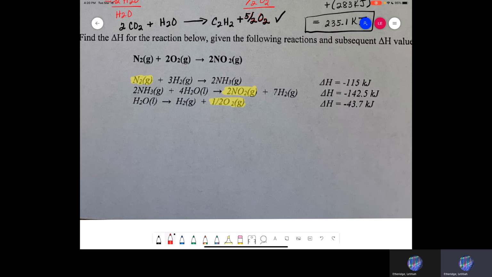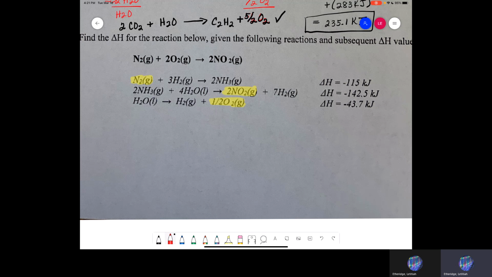So for nitrogen, what we're looking for are coefficients and what side of the equation it's on. Coefficient is 1 in the original, and it is 1 in the first equation. In the original equation, N2 is on the reactant side. Great. In equation 1, it is on the reactant side. So guess what? I'm leaving that alone. No instructions needed. The next one, we have 2NO2, which is on the product side, and in the original, it's on the product side. Coefficient is 2. Guess what? We're leaving that one alone too.